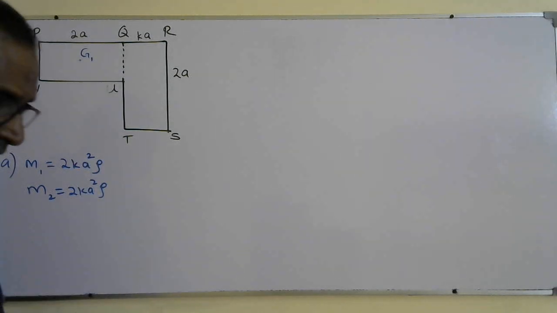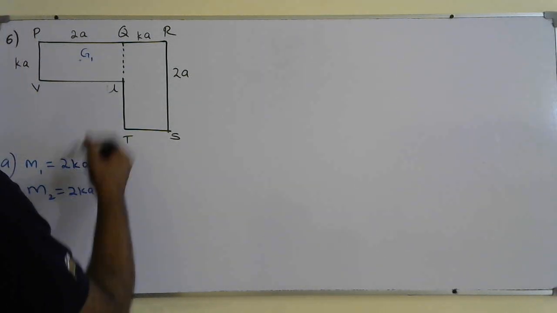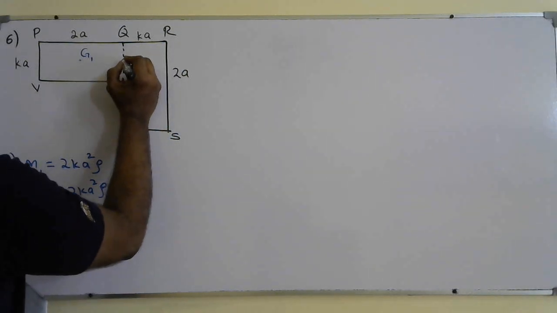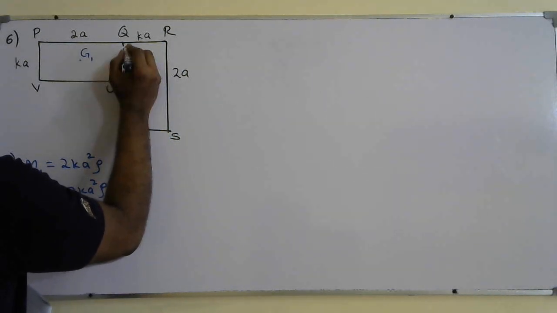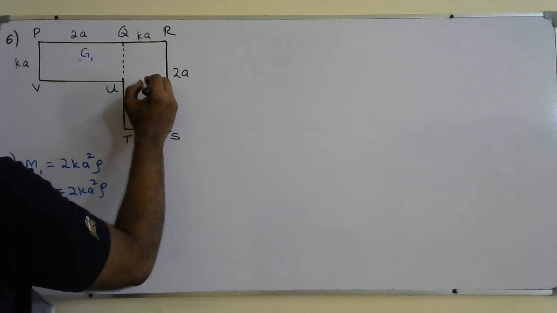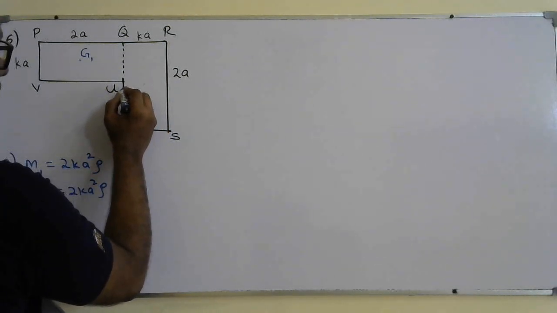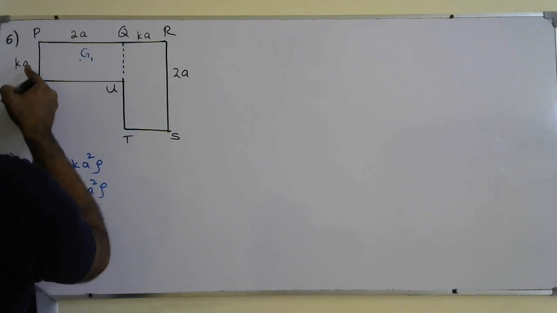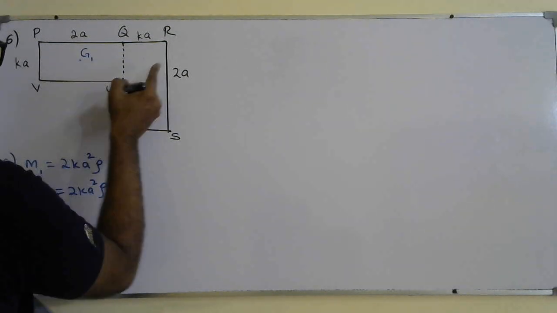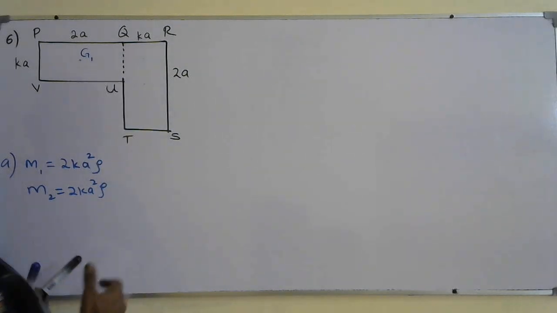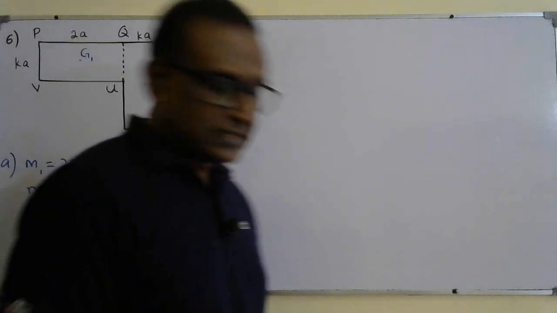The center of mass of this rectangle from this side is at Ka by 2. This is Ka. The center of mass will be exactly at the center, uniform. So the distance of the center of mass from this side is Ka by 2. From here, it is 2A plus Ka by 2. That's all. Solve it, you'll get the answer.